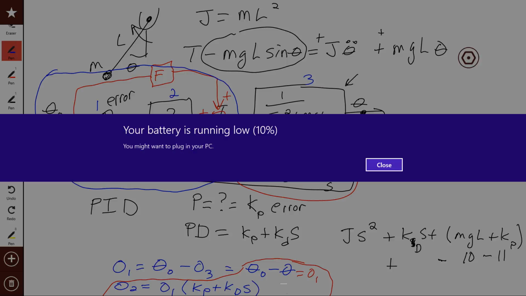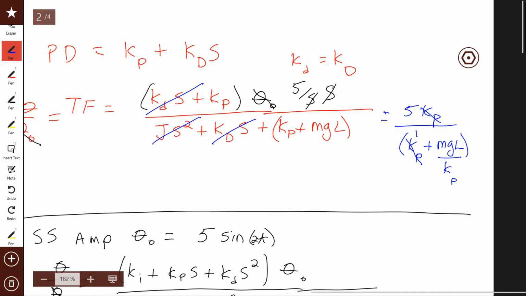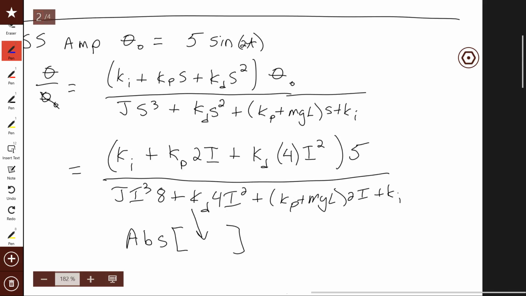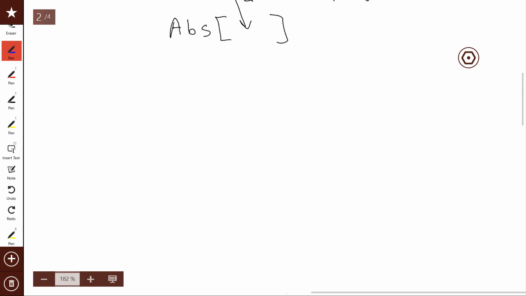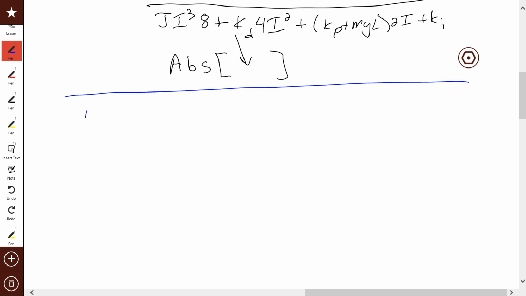Okay. So since you want practice drawing block diagrams, let's draw a block diagram of a DC motor. And then I'll show you how it fits in there. Okay, do you remember the equations for a DC motor? Here are the equations for a DC motor.